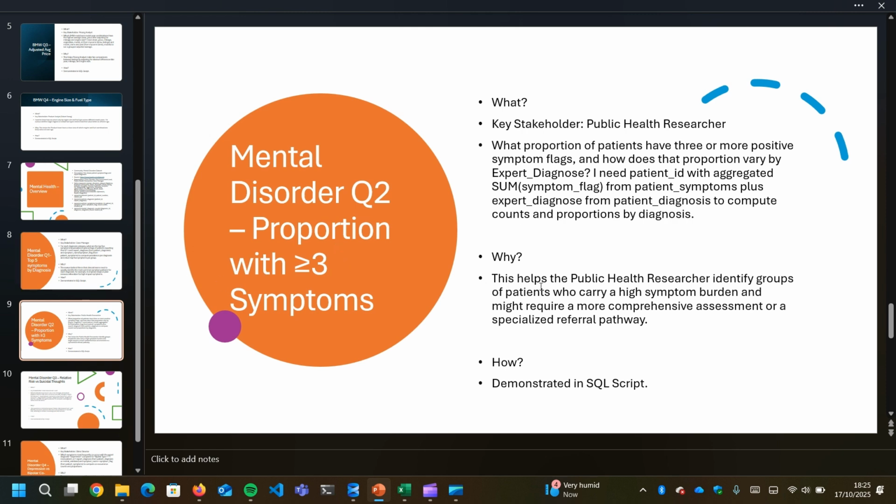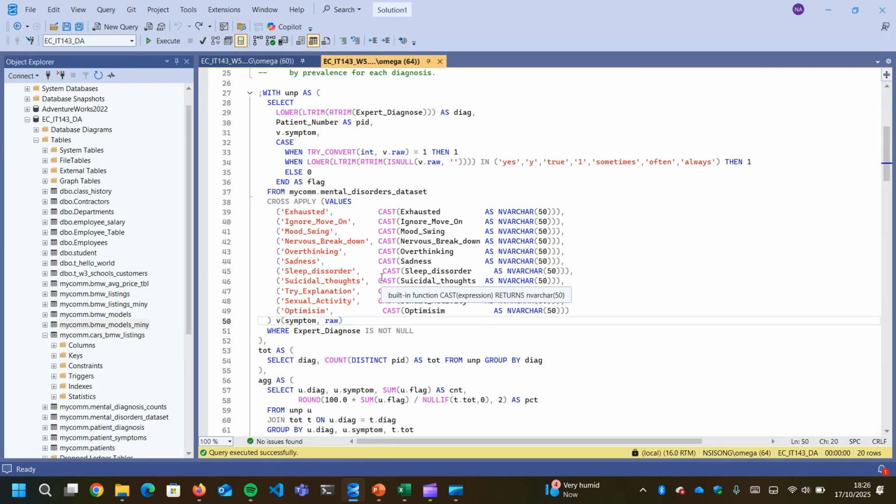Why we did this is that it helps the public health researcher identify groups of patients who carry a high symptom burden and might require a more comprehensive assessment or a specialized referral pathway. So let's go over to the script to demonstrate that.